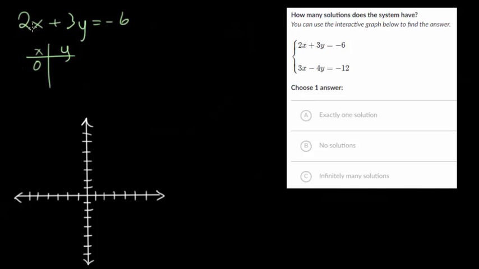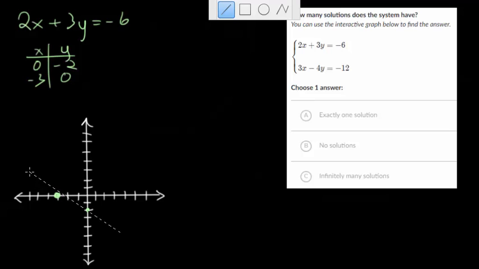So when x is 0, you plug that in, this term goes away, you get 3y is negative 6, and dividing by 3, you get negative 2. And likewise, when you plug in y is 0, this term would go away, you get 2x is negative 6, divide each side by 2, and you get negative 3. So let's plot those at negative 3, 0, and at 0, minus 2. So we can draw a line between those, so something like that.